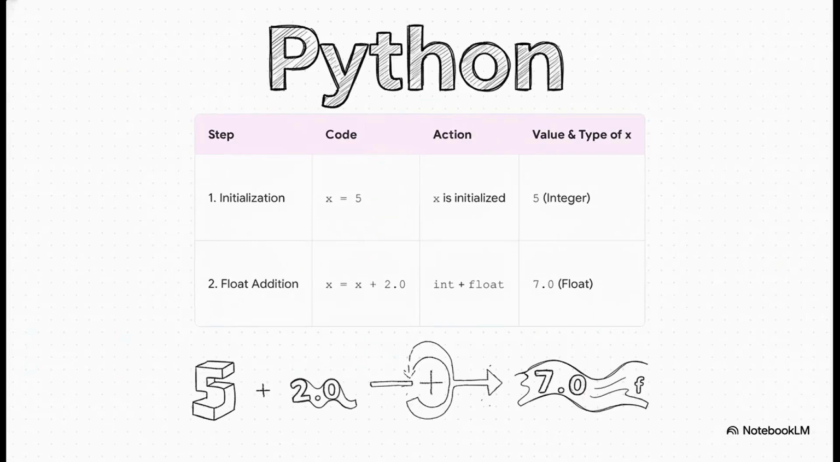And check this out. When Python sees you trying to add an integer to a float, that's a number with a decimal, it automatically promotes the result to a float. It does this to make sure no information, no precision gets lost. So just like that, our x is no longer the integer 5. It is officially shapeshifted into the float 7.0.